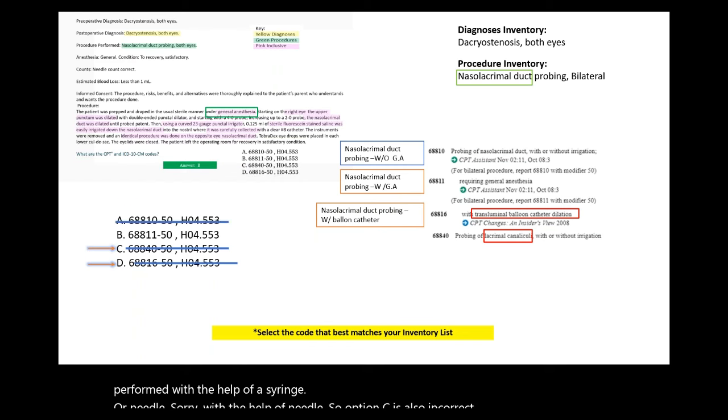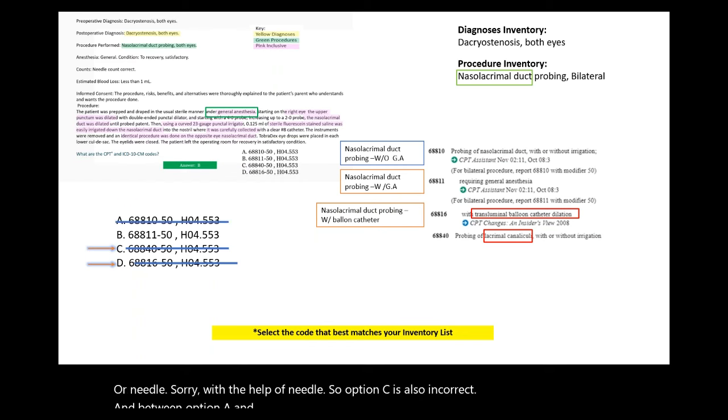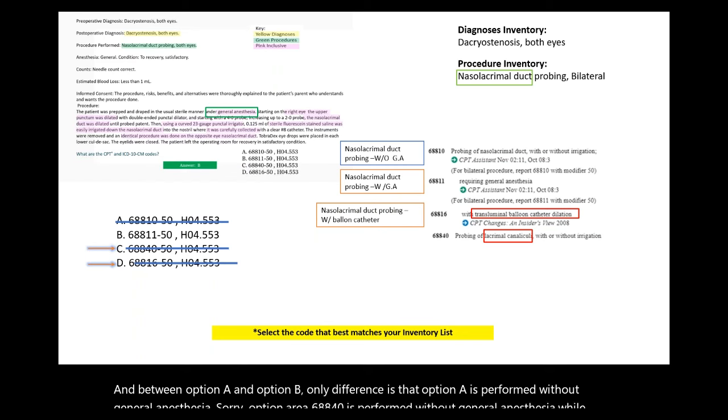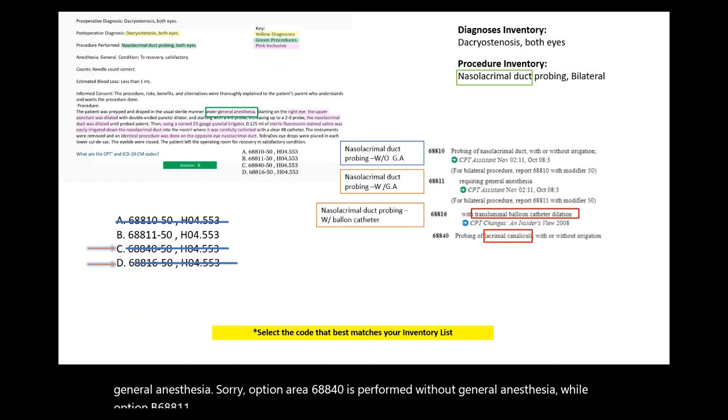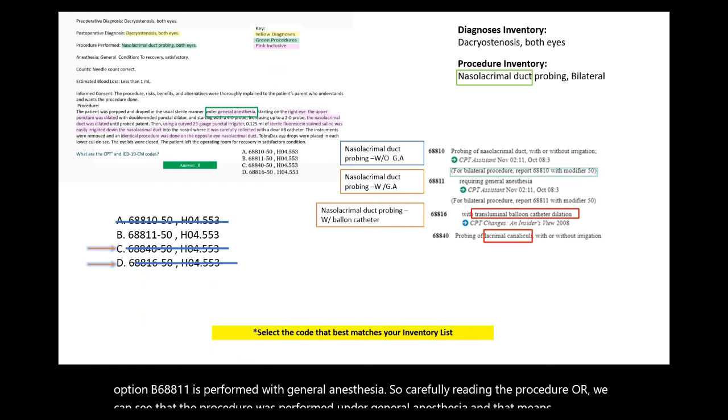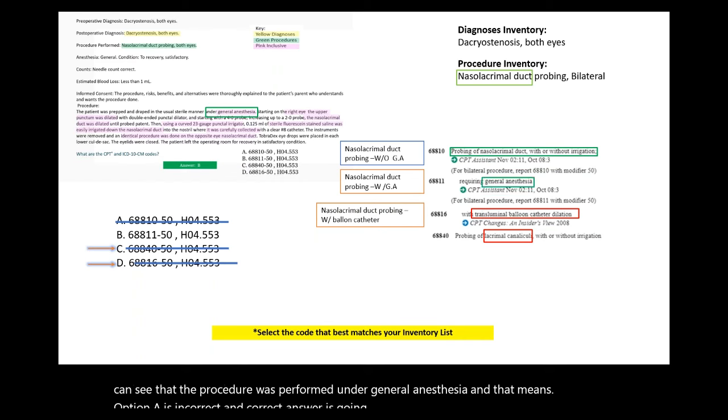And between option A and option B, the only difference is that option A, 68810, is performed without general anesthesia, while option B, 68811, is performed with general anesthesia. So carefully reading the procedure note, we can see that the procedure was performed under general anesthesia, and that means option A is incorrect, and the correct answer is going to be option B, 68811 with a 50 modifier, H04.553, and that's your answer.